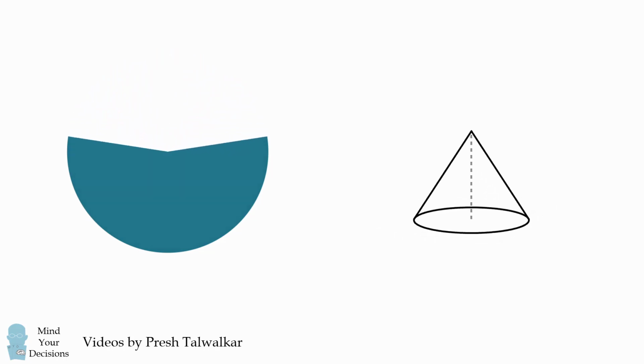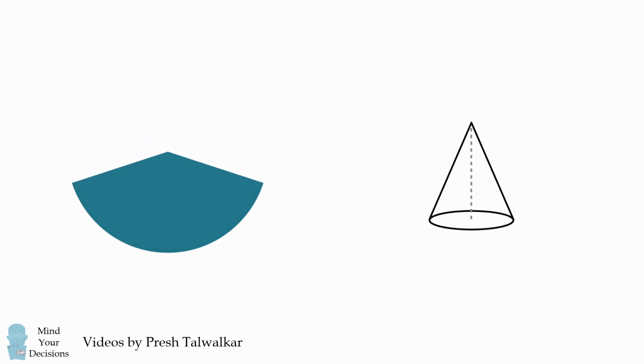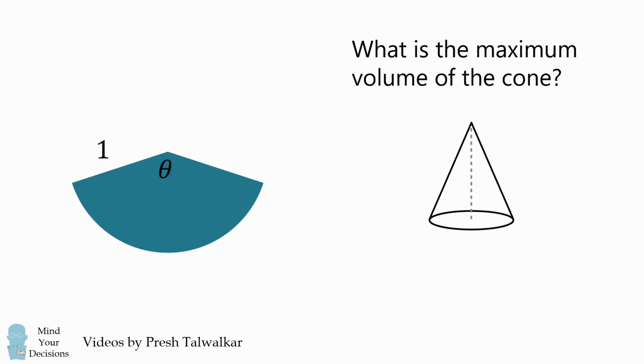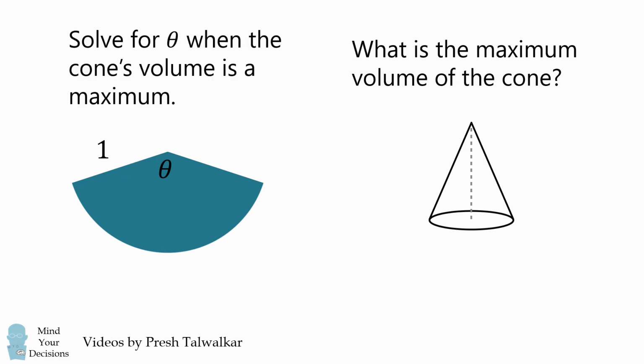The question will be the following. If we have a circular sector whose radius is equal to 1 and central angle is equal to theta, what is the maximum volume of the cone that's possible? Part 2. Solve for theta when the cone's volume is a maximum. I thank Joe for this suggestion.